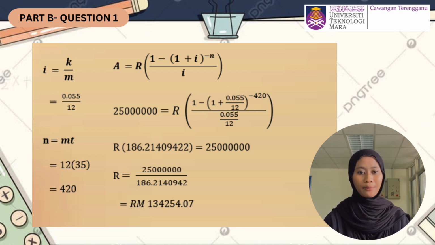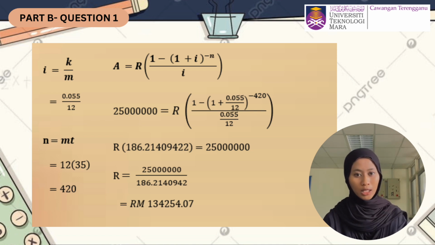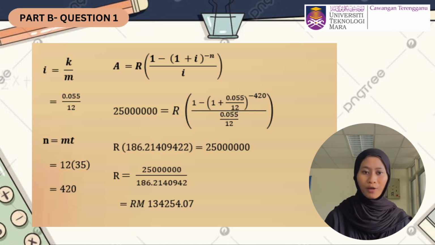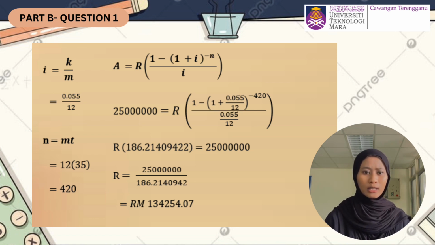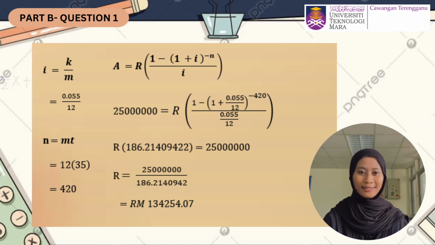So to find the monthly pension, we need to use the formula A equals R times [1 minus (1 plus i) to the power of negative n] over i. So we got 25 million equals R times [1 minus (1 plus 0.055 over 12) to the power of negative 420] over 0.055 over 12. So the monthly pension we got is 134,254 ringgit and 7 cents.